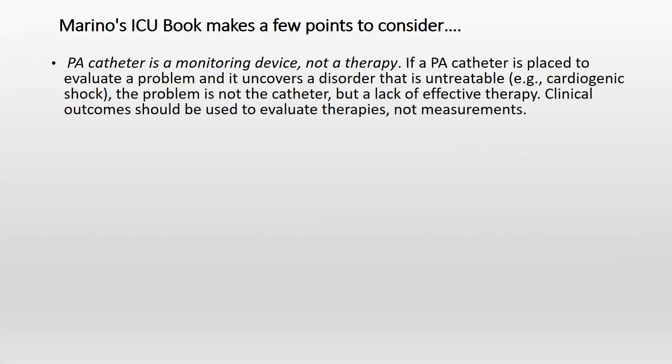So I'm going to read out these few points, and it's just for things to remember. I'm not making a for or against argument over here. So the PA catheter is a monitoring device. It's not a therapy. So if a PA catheter is placed to evaluate a problem and it uncovers a disorder that is untreatable, the problem is not the catheter, but the lack of effective therapy.